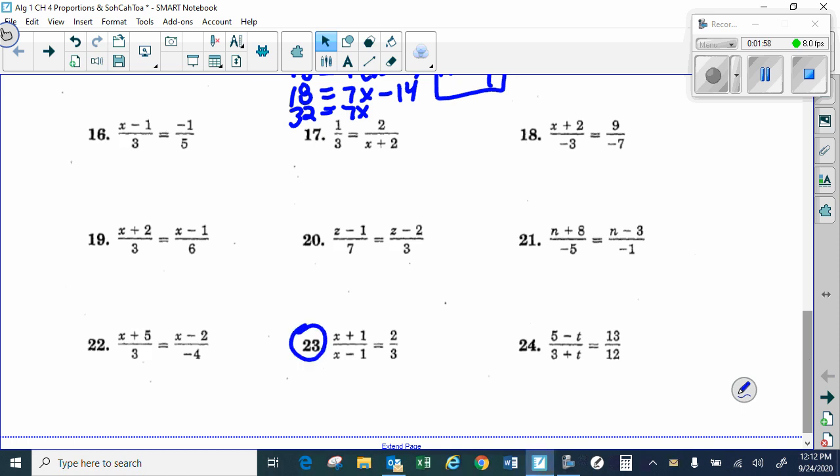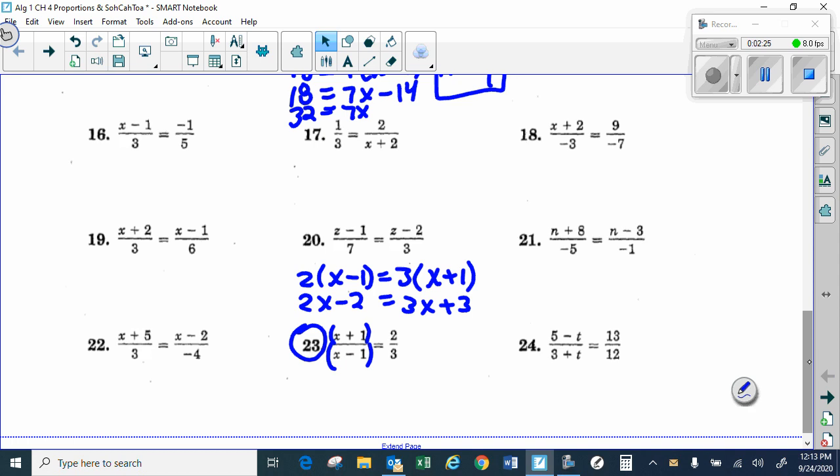Let's go ahead and do 23. So I have two terms there, so I need parentheses around it. I have two terms there, so I need parentheses around it. And again, cross multiply, set equal to each other. So I get 2 times the quantity x minus 1 equals 3 times the quantity x plus 1. Distributive property, 2x minus 2 equals 3x plus 3.